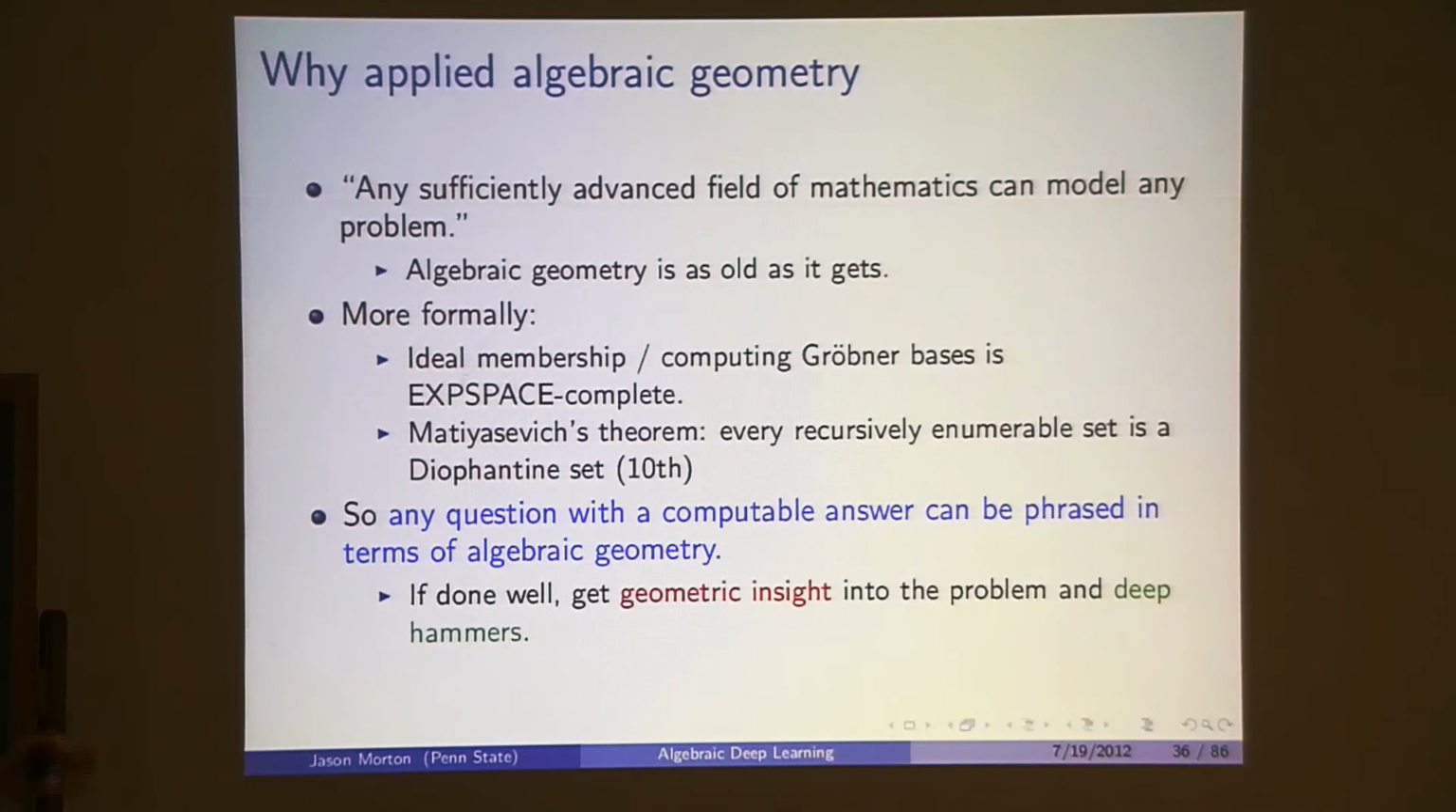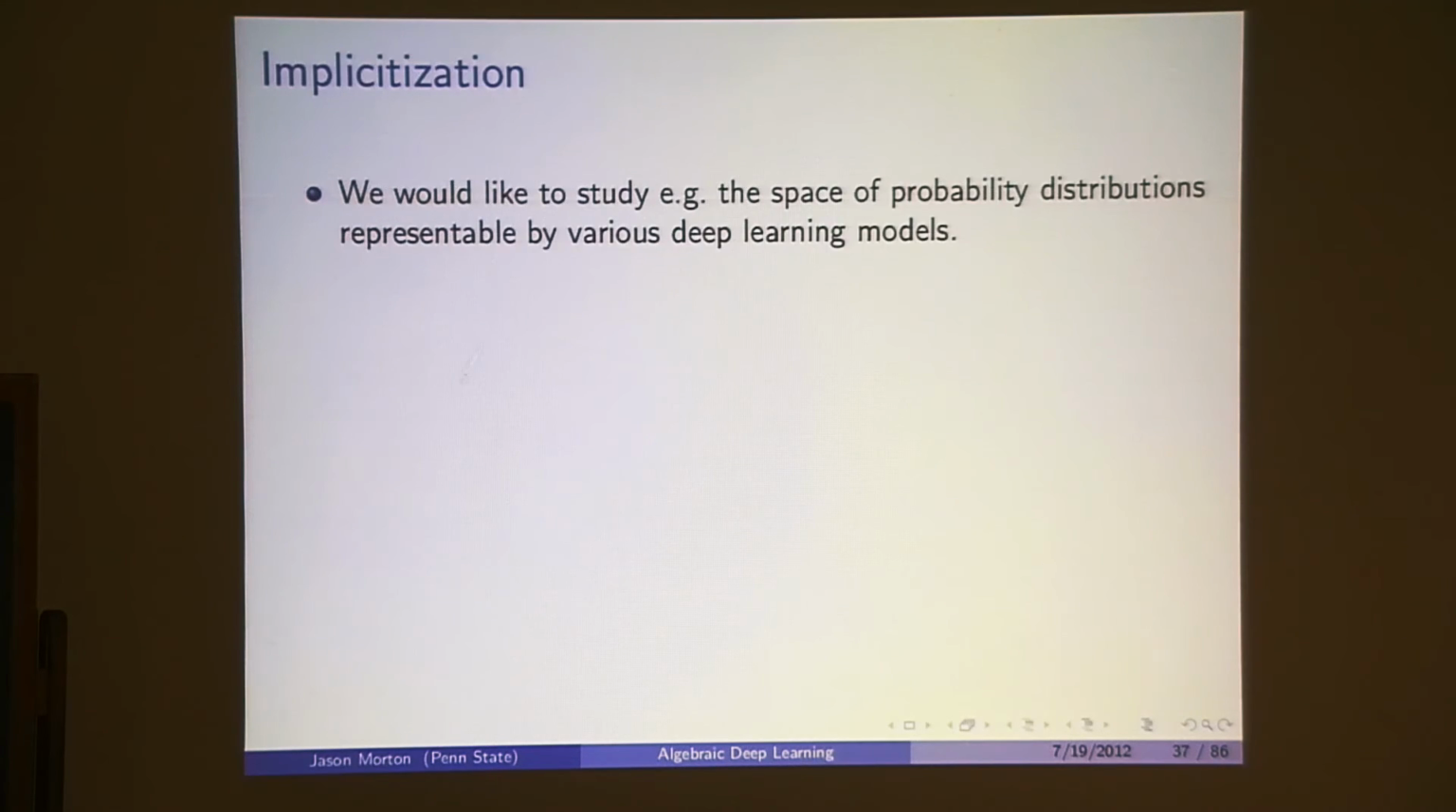So we had some complicated problem, and now we can talk about spaces of things and tangents and points, and we can actually think geometrically about what we're seeing. And if we're really lucky, some hammer that we've developed in algebraic geometry over the last 300 years will actually apply to that problem and help you figure out what's going on. So that's why we could expect to do this.